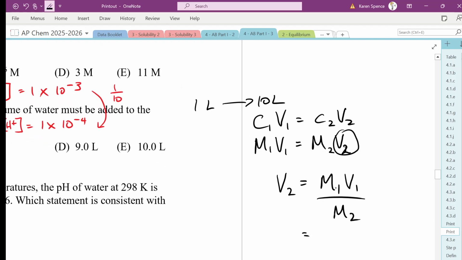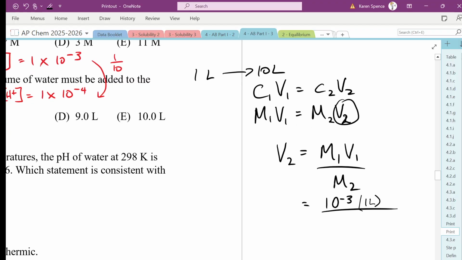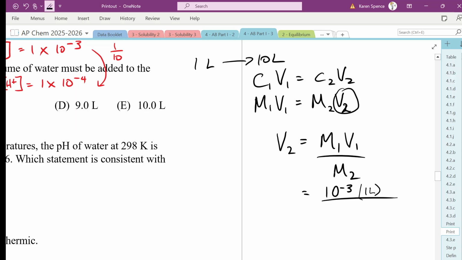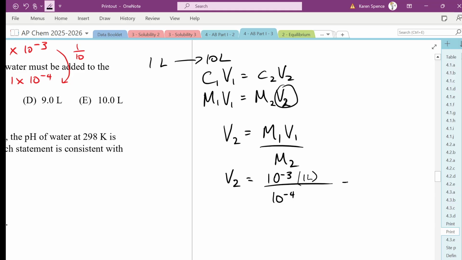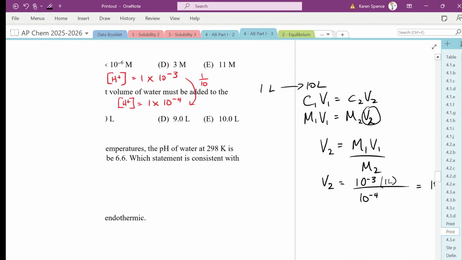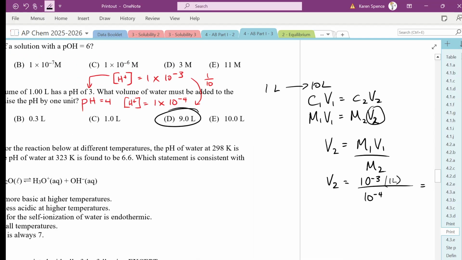So my original molarity is 10 to the negative 3, and my original volume is 1 liter. My final molarity should be 10 to the negative 4, because that's going to give me a pH of 4, which is 1 greater. And so V2 gives me 10 liters. Yes, so I start at 1 liter, my final volume has to be 10 liters, which means I needed to add 9 liters of water. Is that okay? Cool.